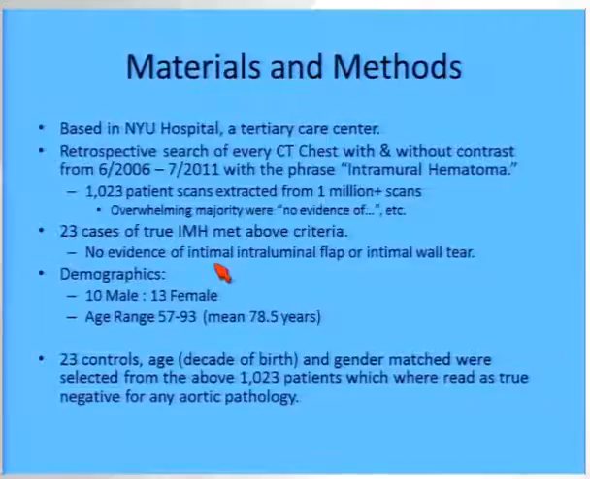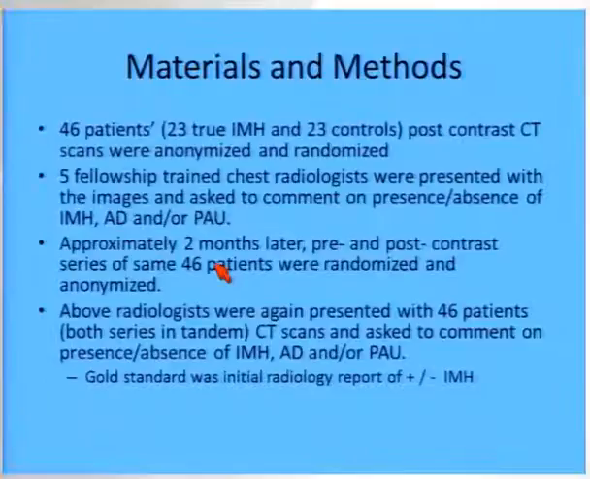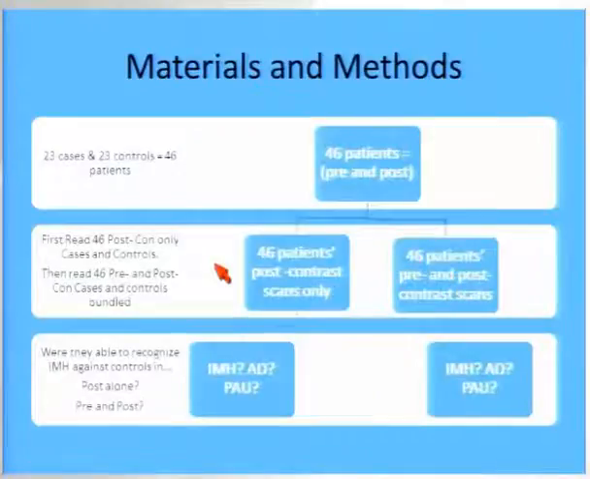So a little bit different design. We necessitated that there be pre- and post-contrast imaging on board. And then we took 23 case controls, age and gender matched. And so we had 46 total patients, and we split them up. We took the 46 patients, 23 cases and controls, and gave 5 thoracic fellowship-trained radiologists the opportunity to look at these images in just post-contrast isolation. Now, of course, there were only intramural hematomas and or controls, no dissections, a little bit different as well. And we asked them, are any of these diseases present?